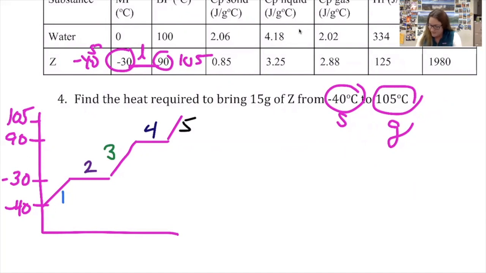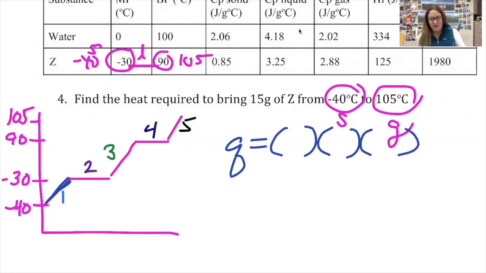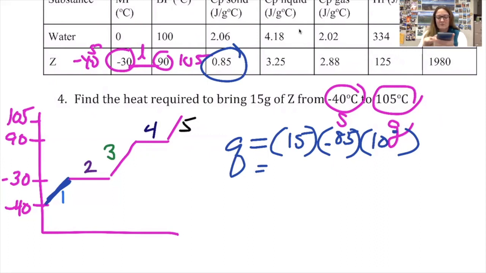For the first one, I have it changing temperature. Since I have a change in temperature, I'm going to do mass times specific heat times change in temperature. The mass of Z is 15. At this phase, it's a solid. So since it's a solid, I want to use the specific heat of the solid, which is 0.85. And then my temperature change from -40 to -30 is 10 degrees. Multiplying these through, 15 times 0.85 times 10, 127.5 joules.